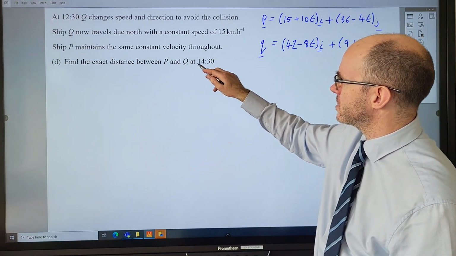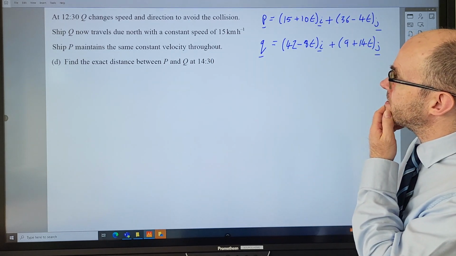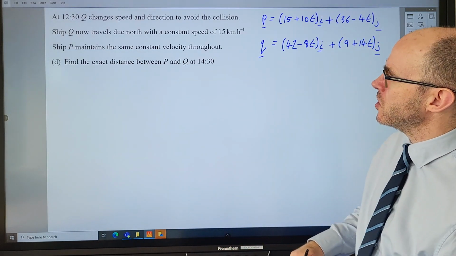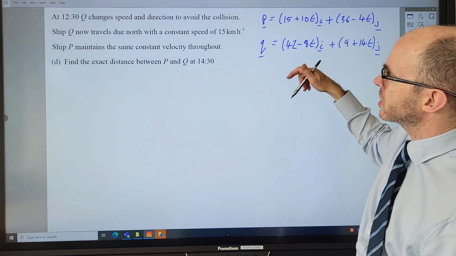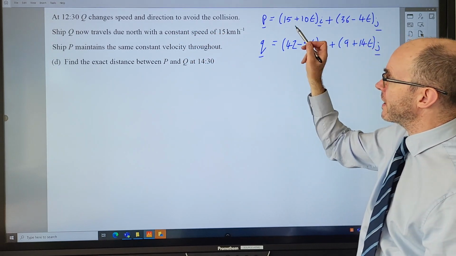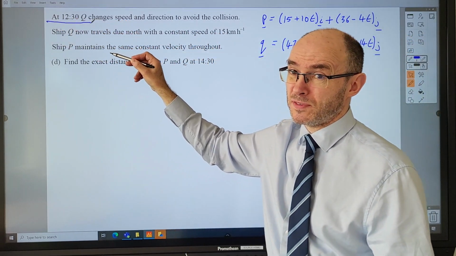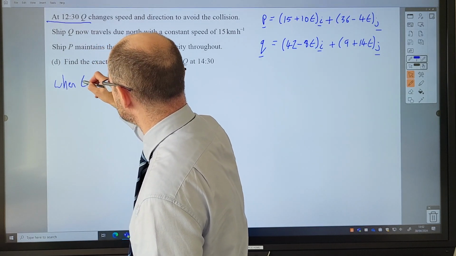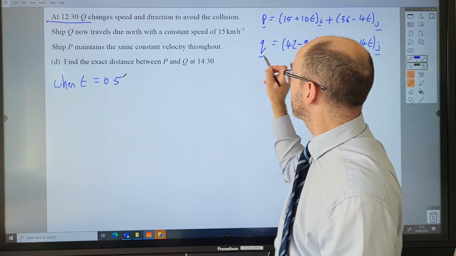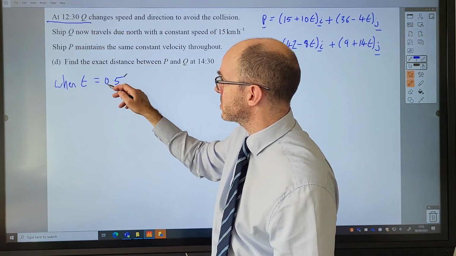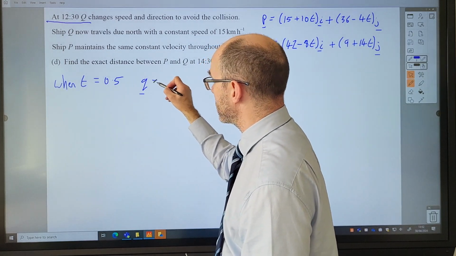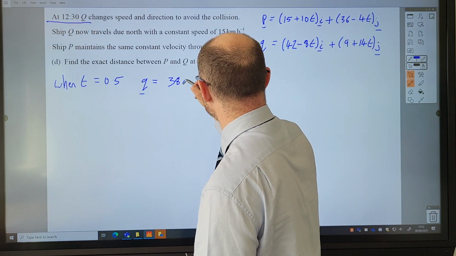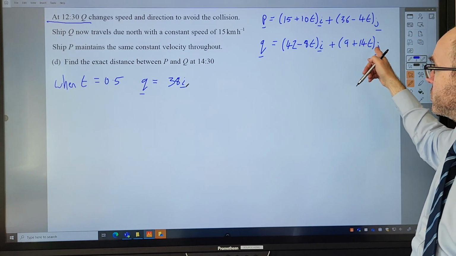Find the exact distance between P and Q at 2:30. Okay. So remember, 2:30 is where they originally collided, weren't they? So it'd be interesting to see just what the distance actually is between them. So you've got two things going on. You've got P is this and Q is that, but Q changes the speed and direction. Okay. We're going to have to work out where Q is at 12:30. Right. So from this, when t equals 0.5. So remember, it was after 12 o'clock. These equations. After 12 o'clock, 12:30, when t equals 0.5, Q is going to be, and we will work out where it is. So 42 minus 4, so 38i, and then 9 plus 7j, so that's 16j.